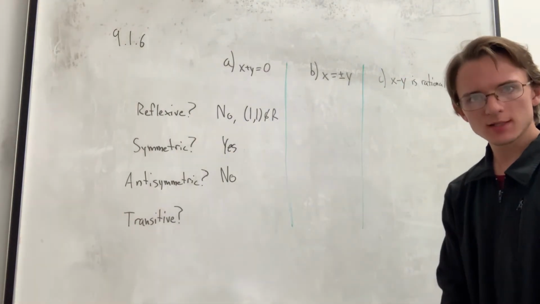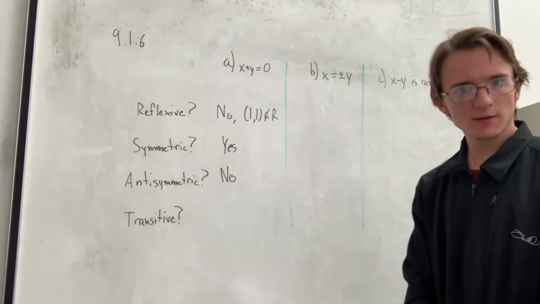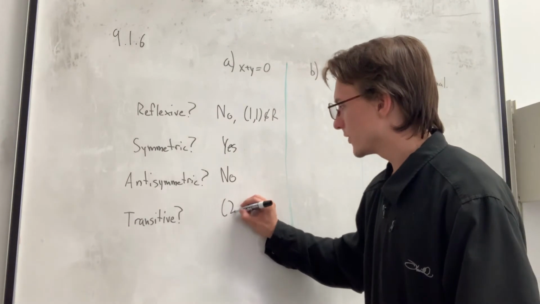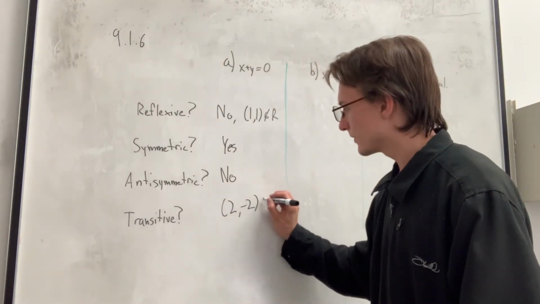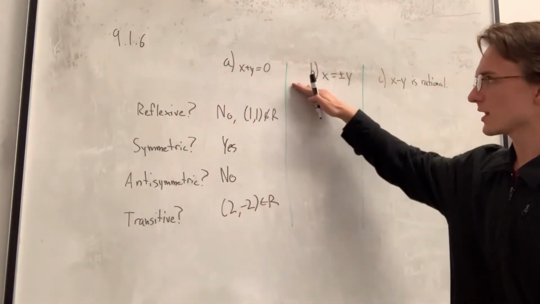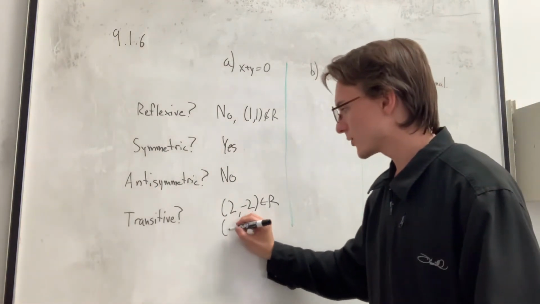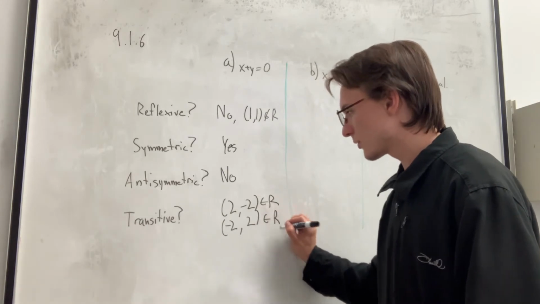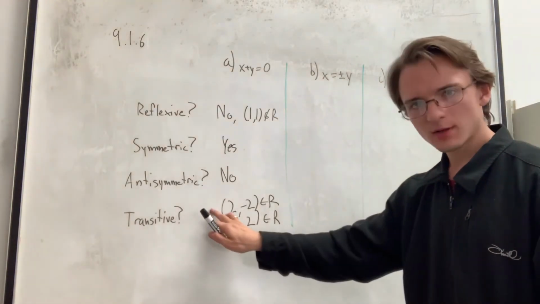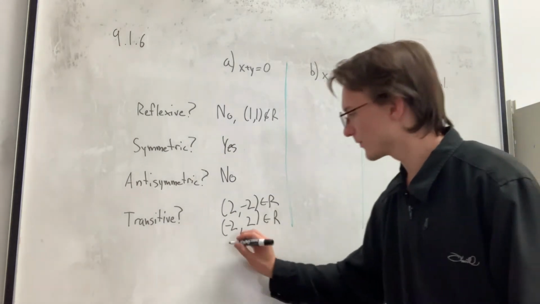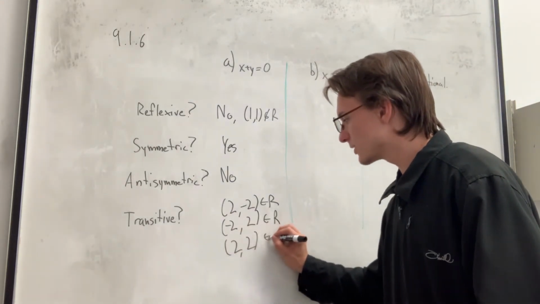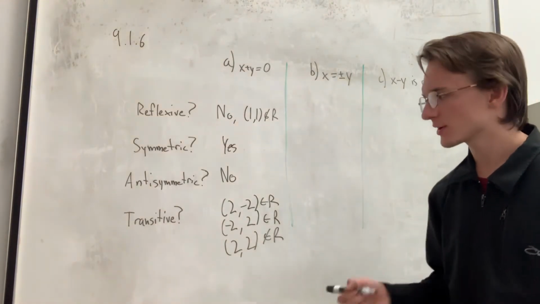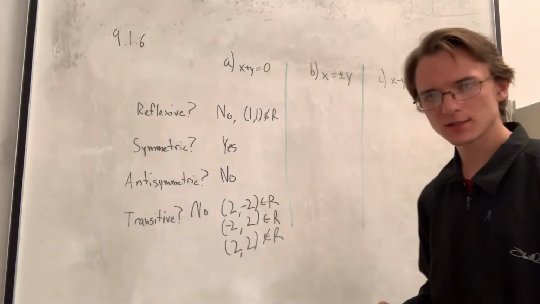Is it transitive? Well, we can show it's actually not transitive. So let's give a counterexample. We have the relationship 2 comma negative 2 in our relationship. 2 plus negative 2 is 0. We have the relationship negative 2 comma 2, which is also in our relationship. But we don't have the relationship 2 comma 2. This is not in our relationship. 2 plus 2 is not 0, it's 4. So no, it is not transitive.